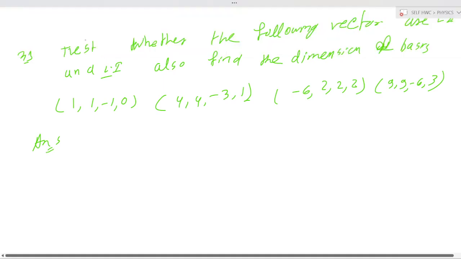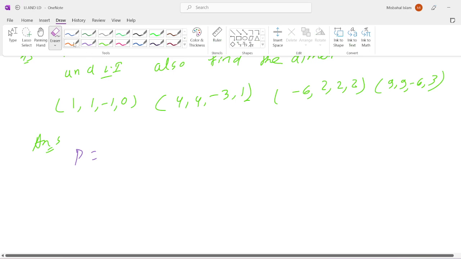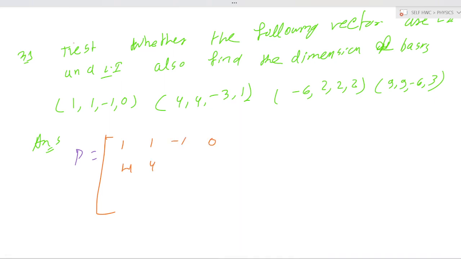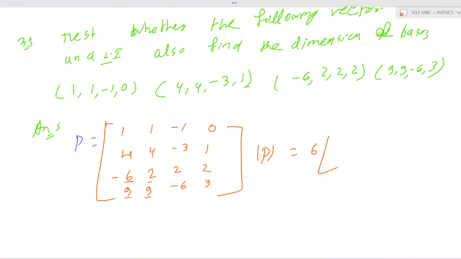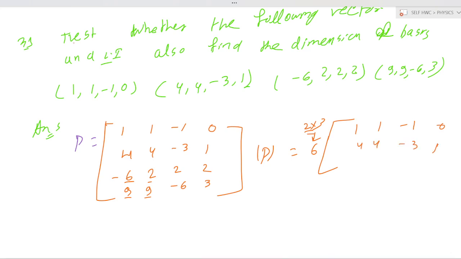Answer. So put in these values: 1, minus 1, 0; 4, minus 3, 1; minus 6, 2, 2; 9, minus 6, 3. First you understand the common factor of this topic. Determinant of P is 2 into 3 common, so 2 into 3 is 6. So this is 1, minus 1, 0; 4, minus 3, 1; minus 3, 1; 3, minus 2, 1. This is a 4 by 4 matrix.